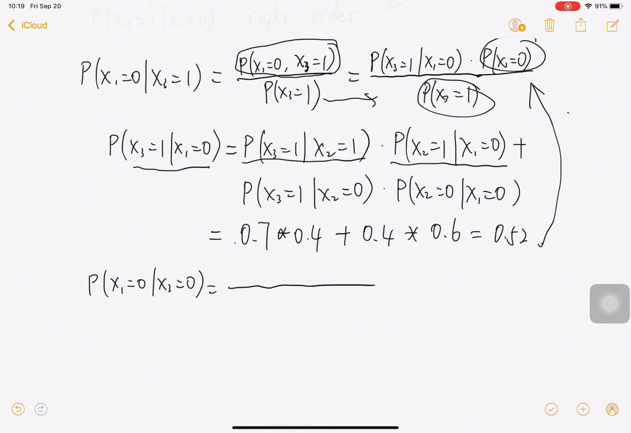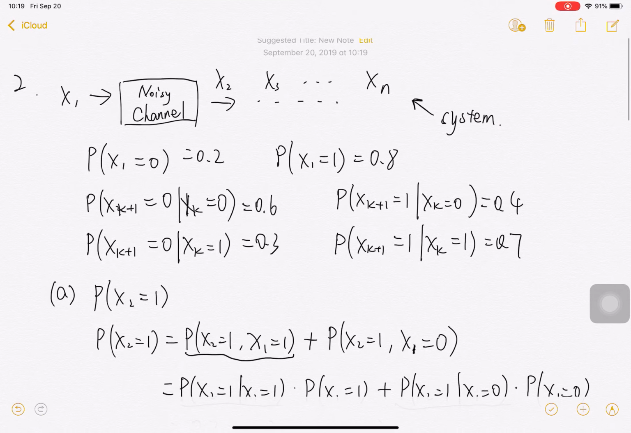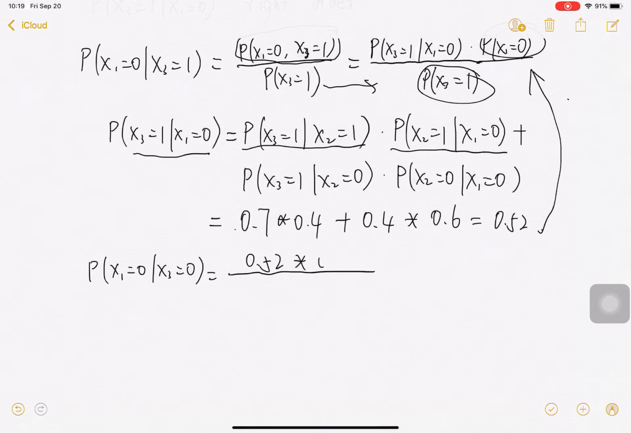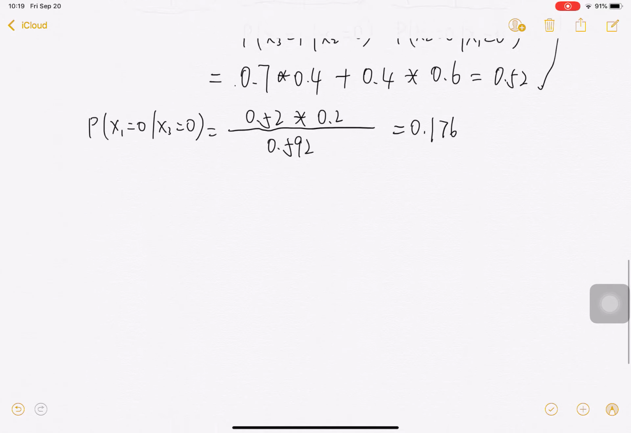It's 0.52 times the probability of x1 equals 0, which is 0.2. And the answer to question B is 0.592. Right, and the final answer is 0.176.